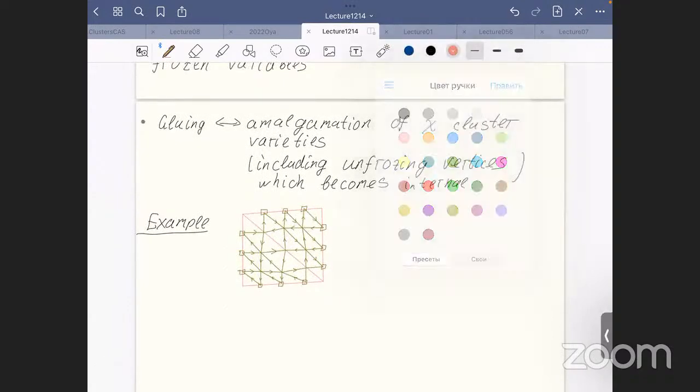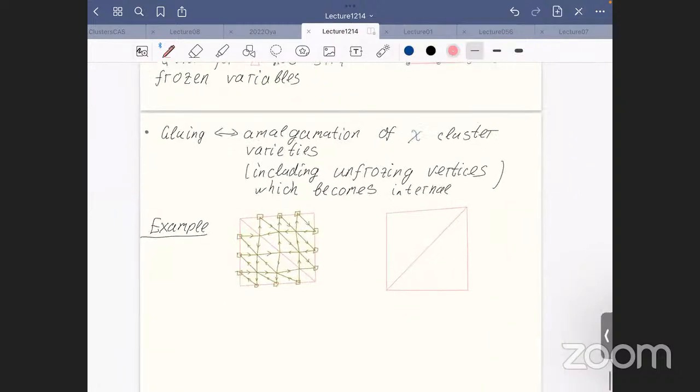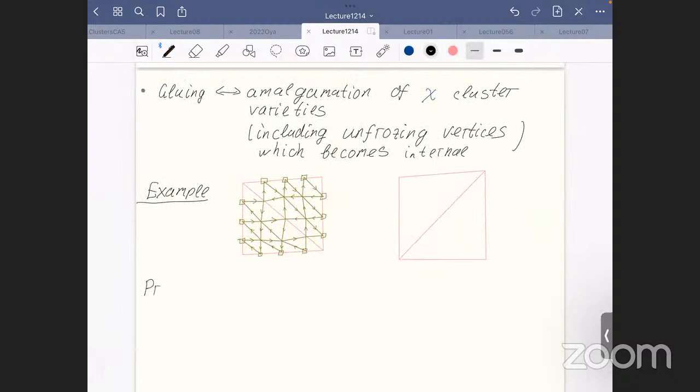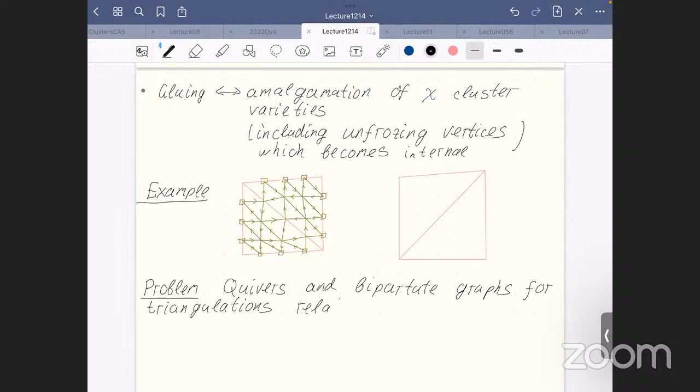But this is a picture for one triangulation. And one can take another triangulation like this and draw the corresponding quiver. Let me put it as a problem: quivers and bipartite graphs related to triangulations related by a flip are mutation equivalent.